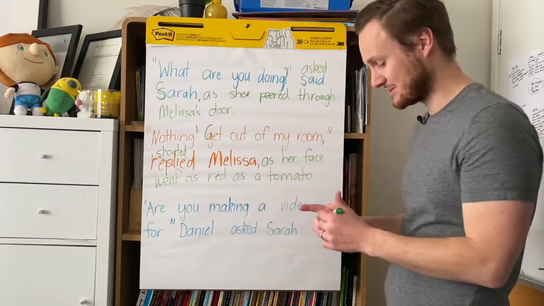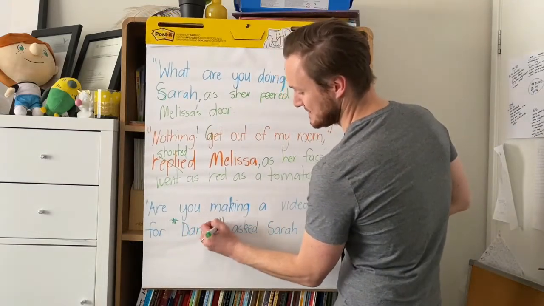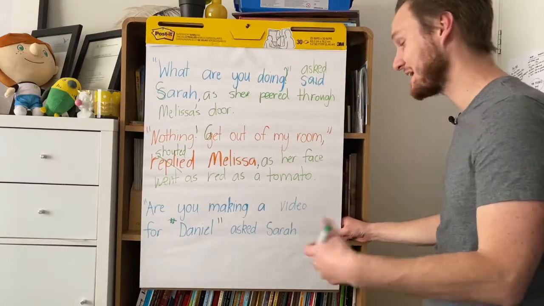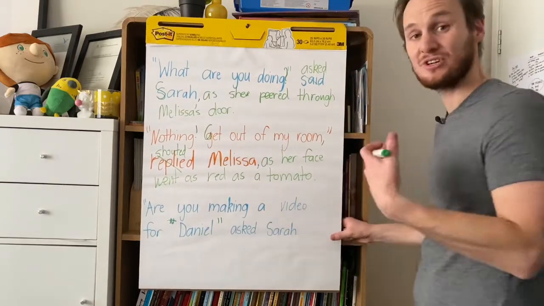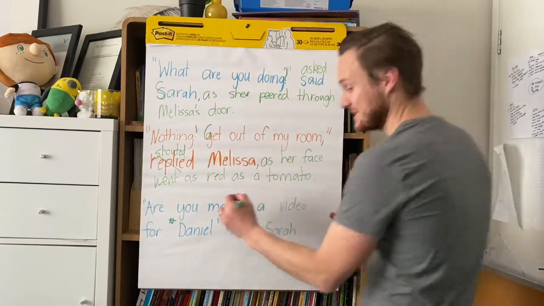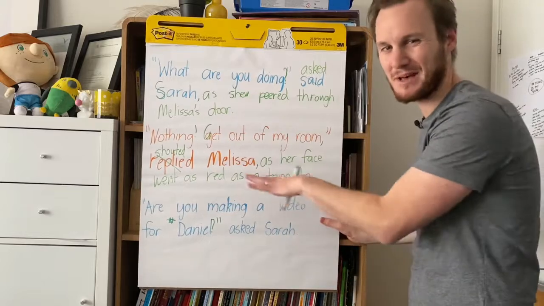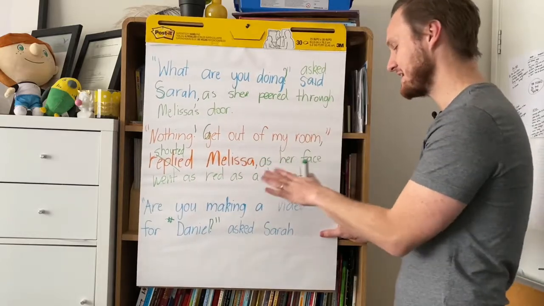So the speech marks are in the wrong spot. So we need to make sure we move the speech marks in the right spot. "Are you making a video for Daniel?" But I told you, you're never allowed to finish the speech marks without some sort of punctuation. So it obviously is a question. So the question mark goes here. Bad question mark, I get it. "Are you making a video for Daniel?"